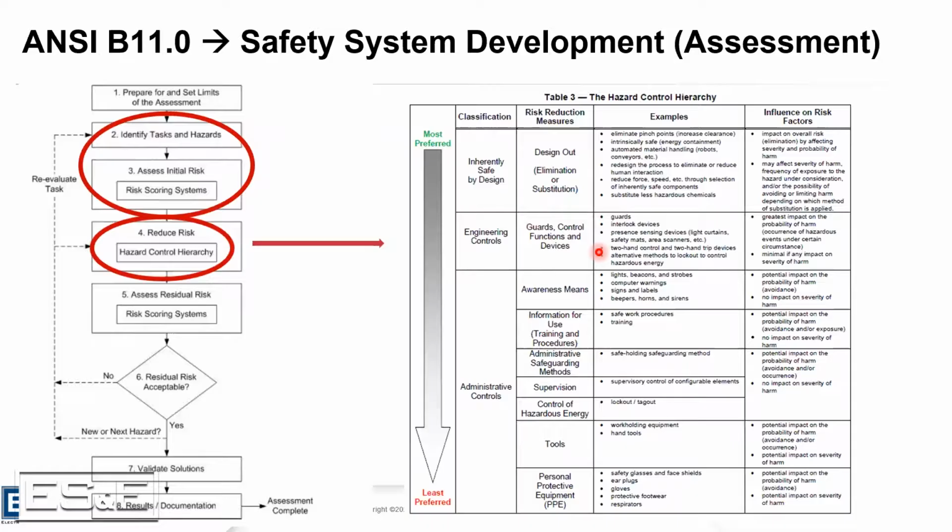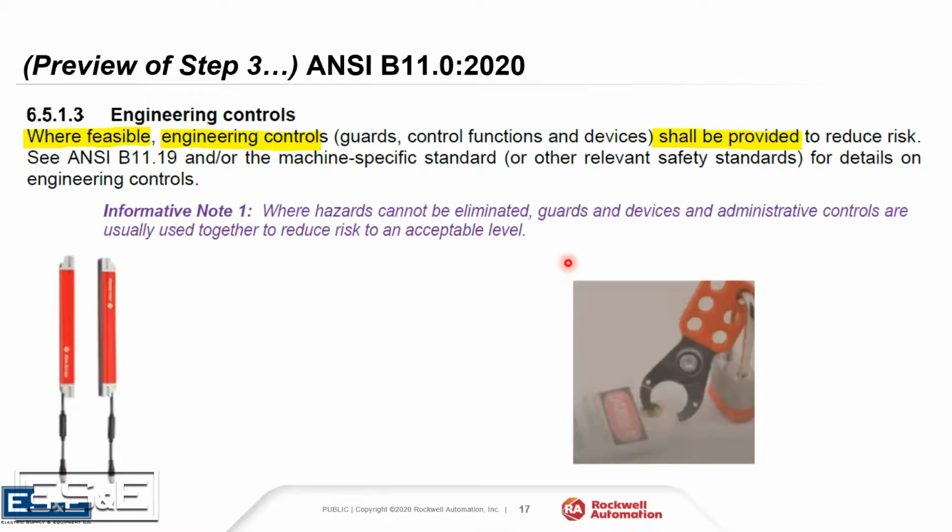You notice as you go down the list, you get to things like lockout tagout, which is really an administrative control. Now it's certainly safe when used properly. We're isolating energy, but it is an administrative control, meaning somebody has to do it and manage it and supervise it. So the preferred way is what we're talking about here with functional safety. So just a little bit about the standards and what engineering controls or functional safety are.